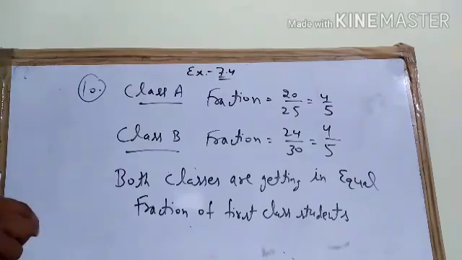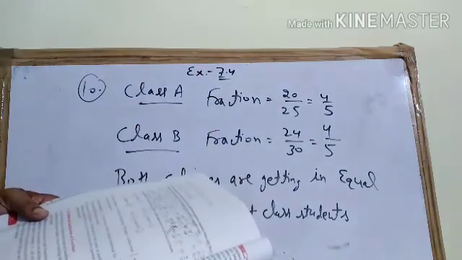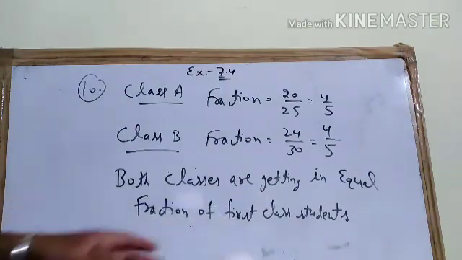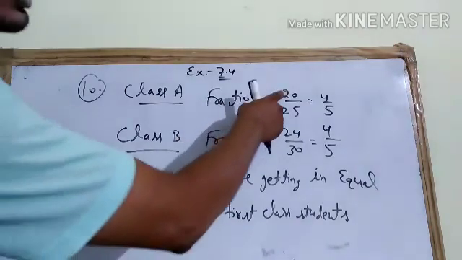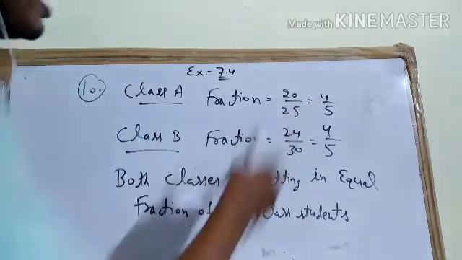In question number 10th, we have a class A and class B. In class A, there are total 25 students, and from those students, 20 passed in the first class. So fraction for class A is 20 by 25, and these are divisible by the table of 5. We get 4 by 5.